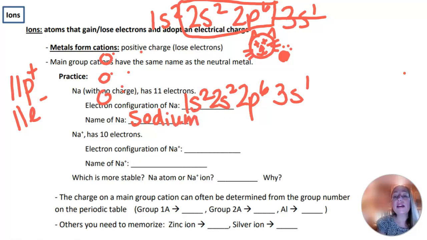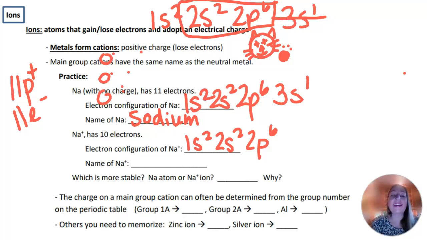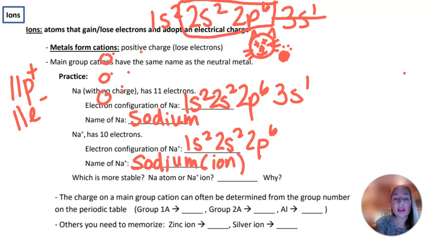Now, for the ion, it's going to lose that outermost electron. It's going to say, I lost an electron, I lost an electron. And we're going to ask it, are you sure, sodium? And it's going to say, I'm positive. And Na+ is still just called sodium, so we don't name it any different. Sometimes if we're really trying to clarify, we might say that it's a sodium ion.